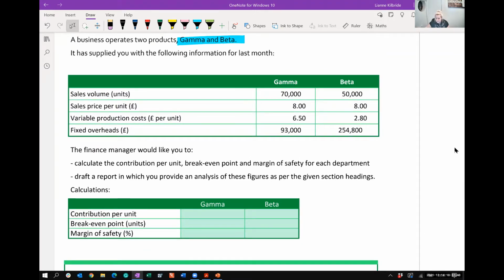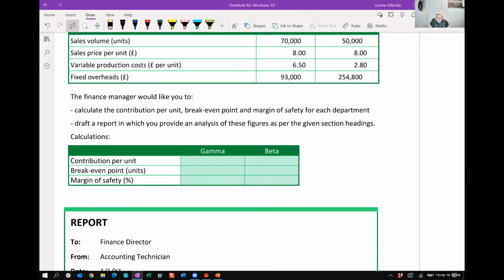So we've got sales volume for each of the products, we've got the prices, the variable cost, and the fixed overhead costs. But what the management finance manager wants to do in this question is calculate the contribution per unit, the break-even point, and the margin of safety for each of the departments, okay? And then what we have to do is draft a report and analyse our findings, okay?